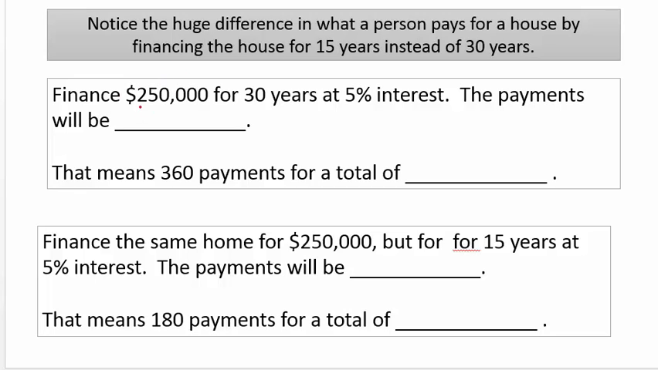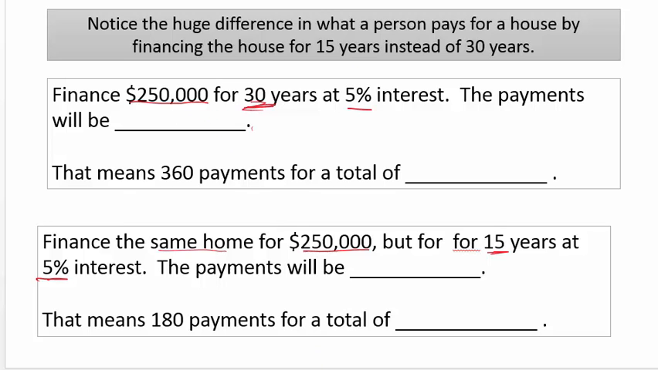This is a person that's going to buy a house for $250,000 for 30 years at 5% interest. We're going to figure out the payments on that. Then we're going to get that same home for $250,000 at 5% interest, but finance it for just 15 years instead of 30 years. And we're going to find out how much more you're actually paying for that house.